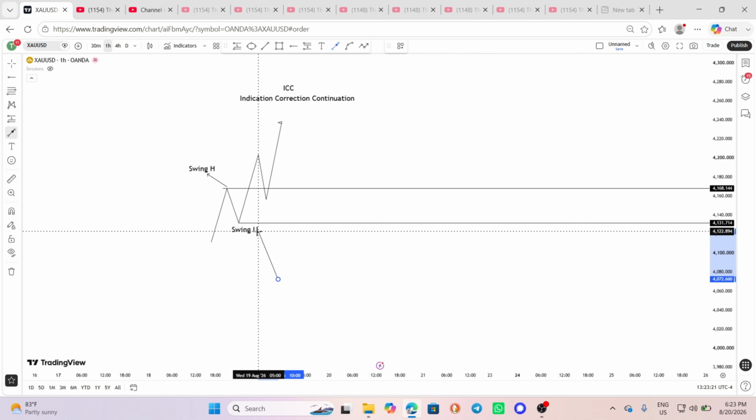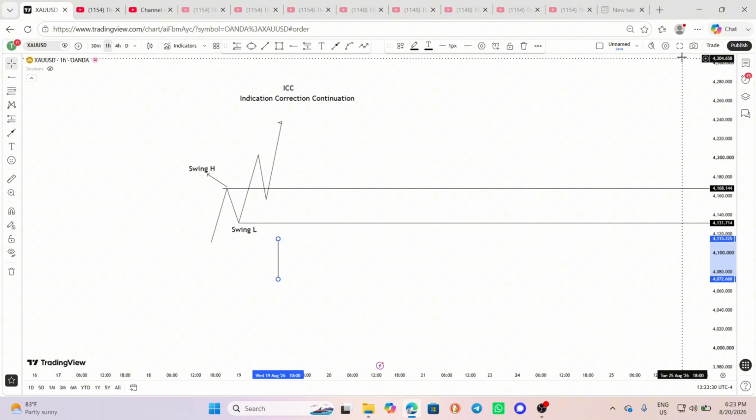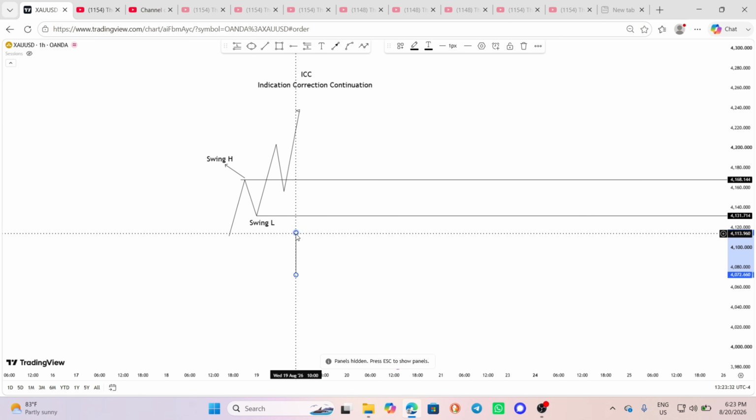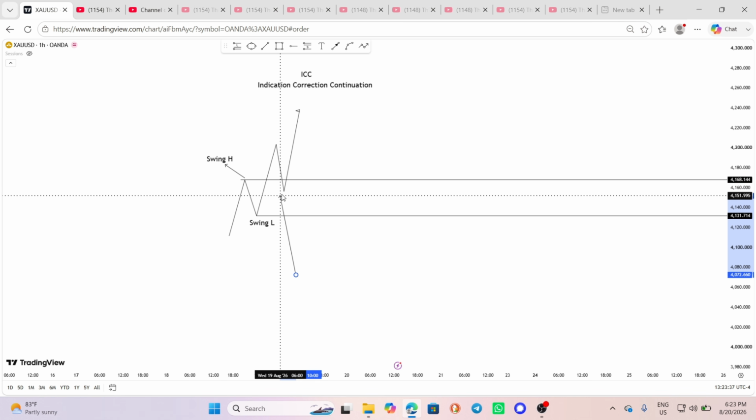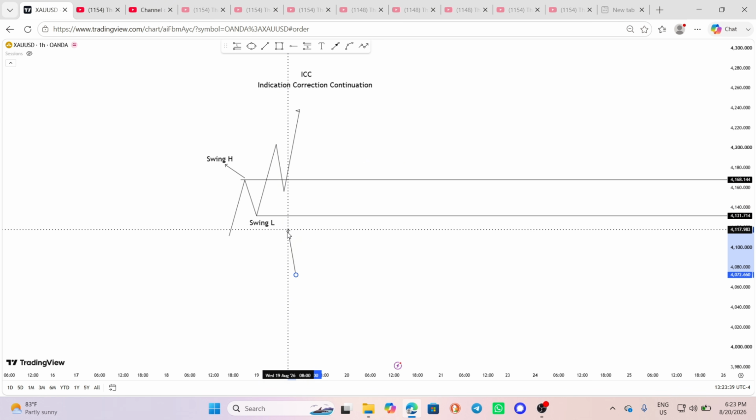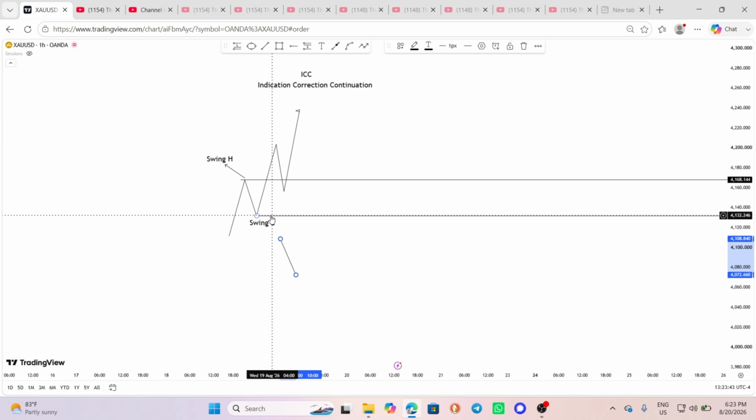Once you hop on the charts, the first thing you have to be looking for is what trend you're in. Is price in an uptrend or in a downtrend? And how do you know that? It's either if price is creating higher highs and higher lows, or lower lows and lower highs. So this is a bullish market. We have our high and our low.